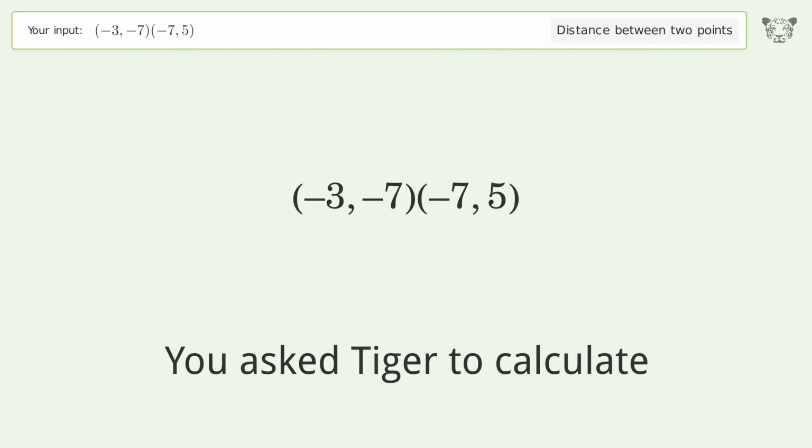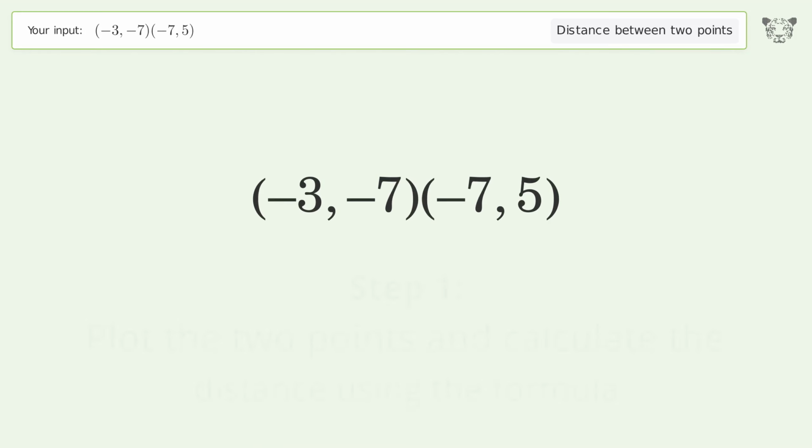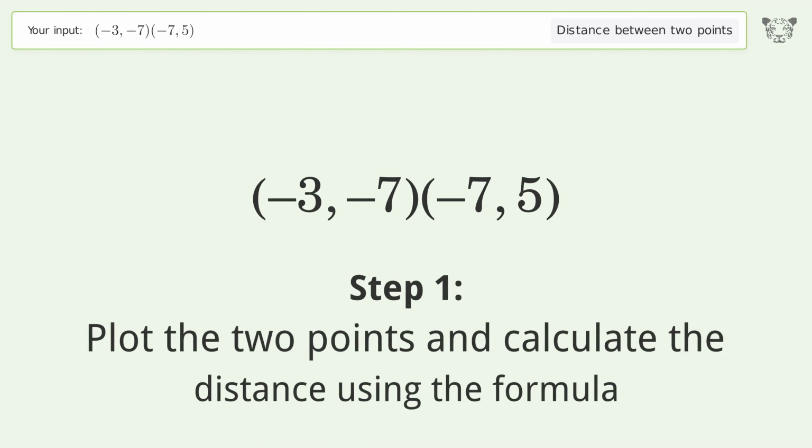You ask Tiger to calculate. This deals with the distance between 2 points. The distance between the 2 points is the square root of 160, or 12.649. Let's solve it step by step. Plot the 2 points and calculate the distance using the formula.